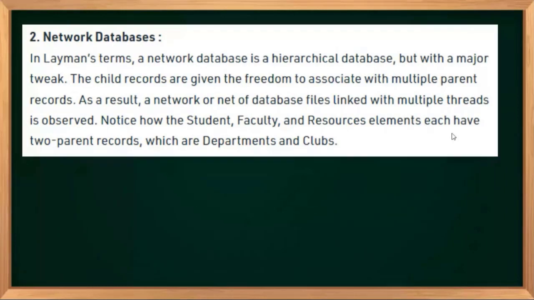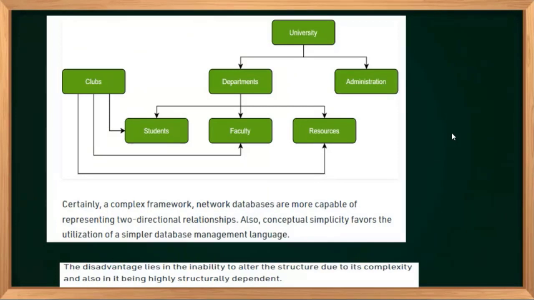Second one is the network database model. Network means different types of links are used to connect the data stored in a network model. For example, the university is connected to the department and administration. Department is connected to students, faculty, resources. Then there is a club. Club is connected to students, faculty, and resources. So different types of connections exist. This type is the network.